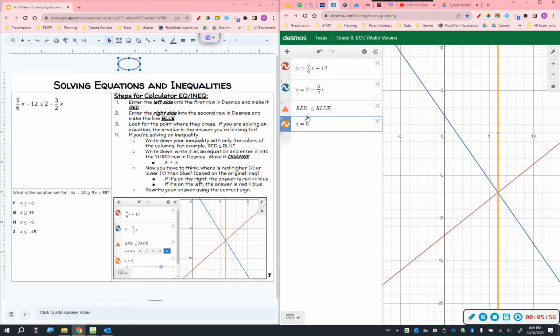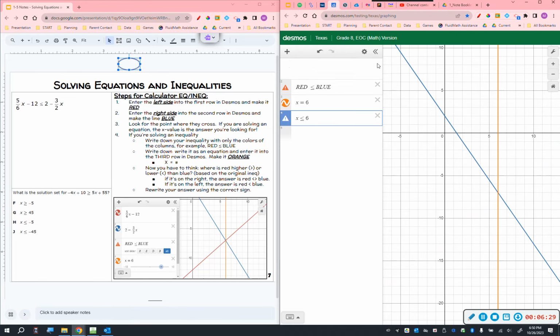This is where it gets weird. Where is red less than blue? Less than means lower. Lower than blue. Red is lower than blue on the left side. That means x is less than or equal to 6. See, because I've got the or equal to, so it's x is less than or equal to 6 because red is lower on the left side. Okay, I put this orange line so I can see where the difference is. Is it on the left side of the orange line or the right side?